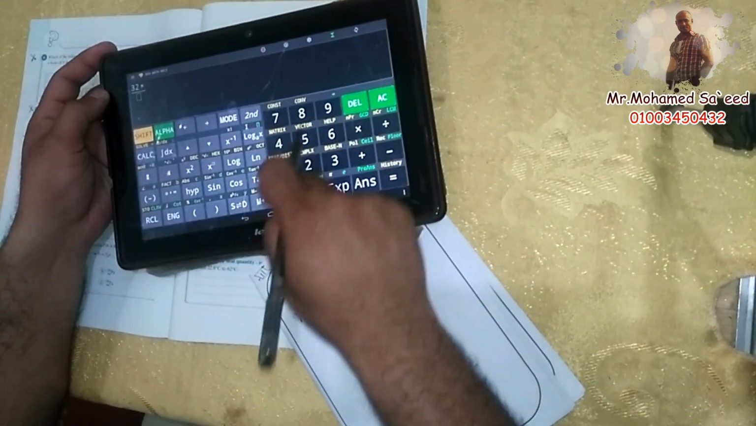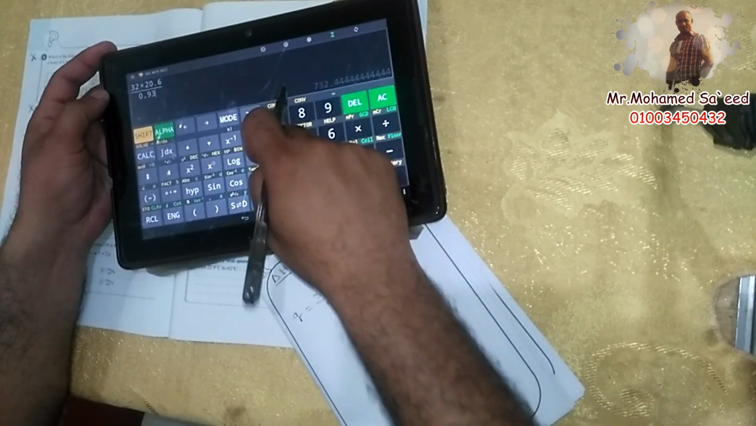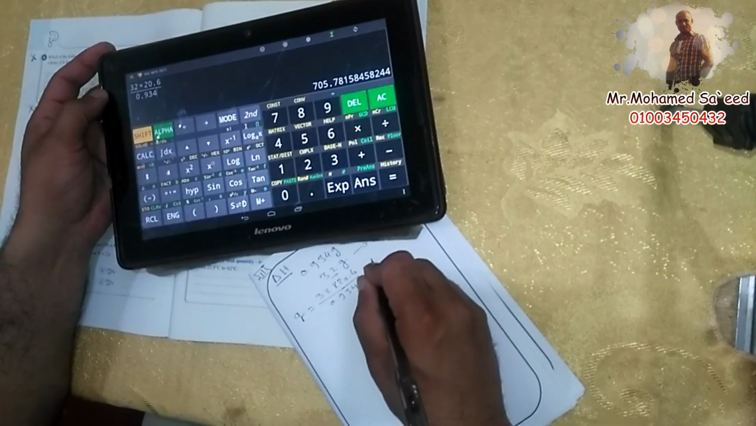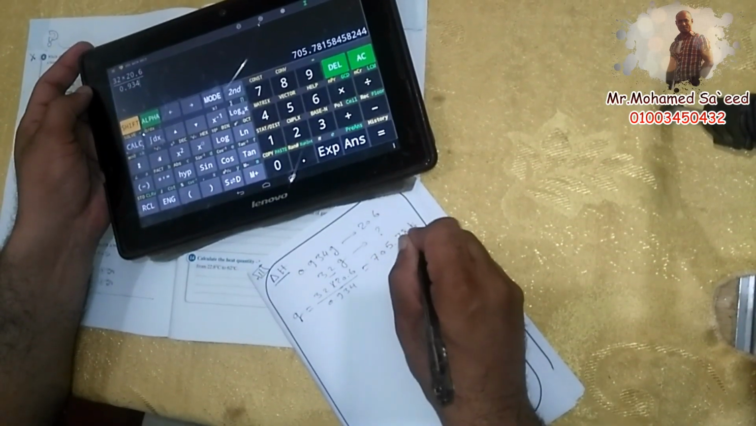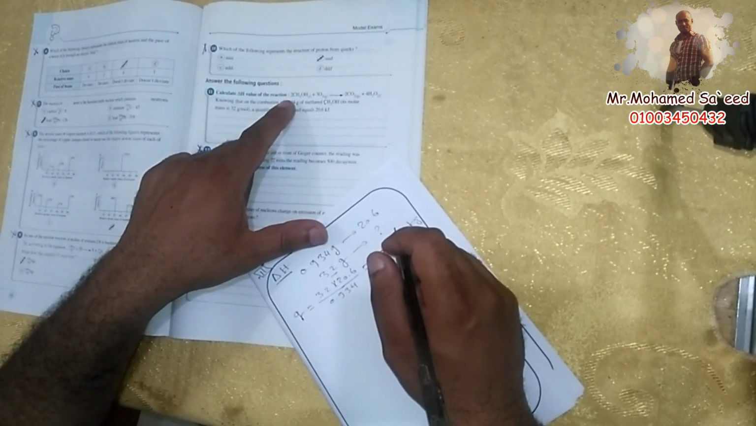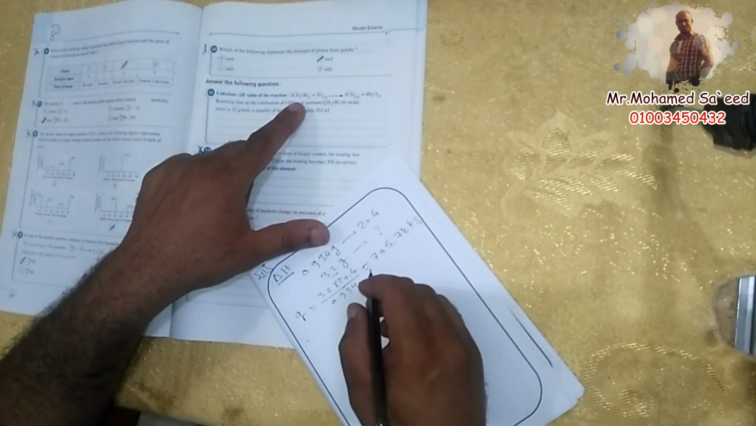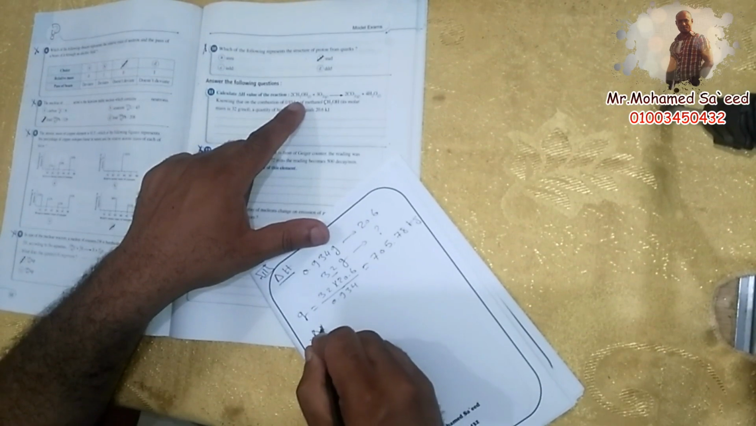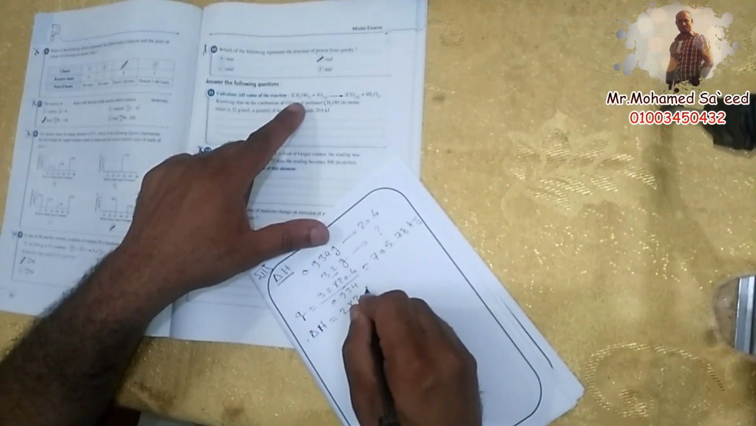times 20.6 over 0.934 equals 705.78 kilojoule if we burn 1 mole. But here in the equation, notice that it wrote 2 moles, meaning 2 CH3OH, so we should multiply this number. Equals 2 times 705.78. Let's see what it gives.